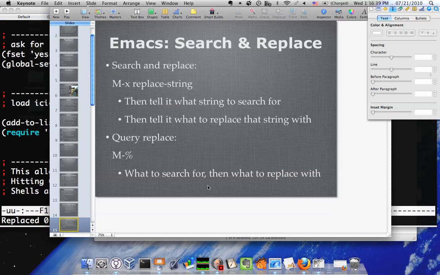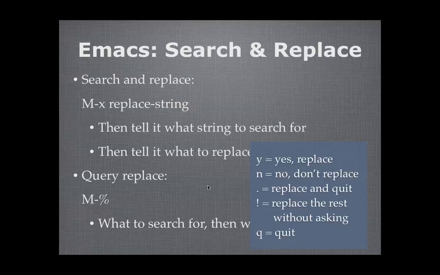There's also a couple of other shortcuts. So I can type Y for yes, replace it, N for no, don't replace it. I can also use dot for replace this instance and then get me out of here. I can use the exclamation point for yes, replace the rest and don't even ask me. Or I can use Q for quit. So that's kind of like I don't want to do this. I changed my mind. Q for quit. Okay. So lots of nice features and key bindings available.